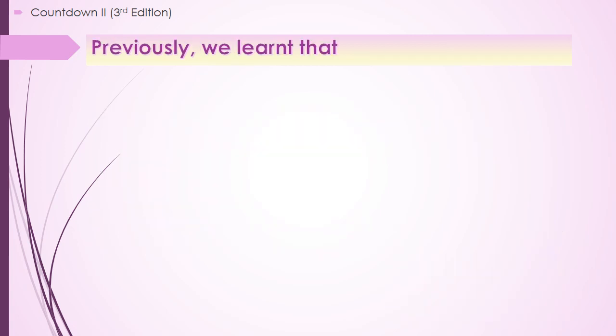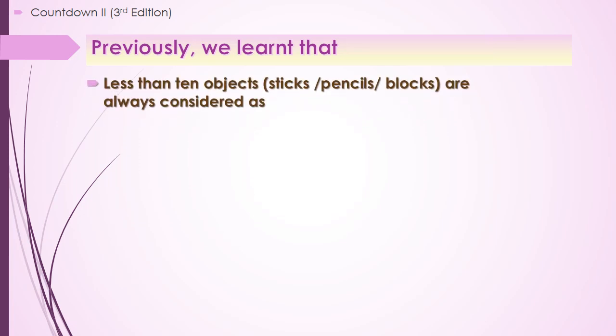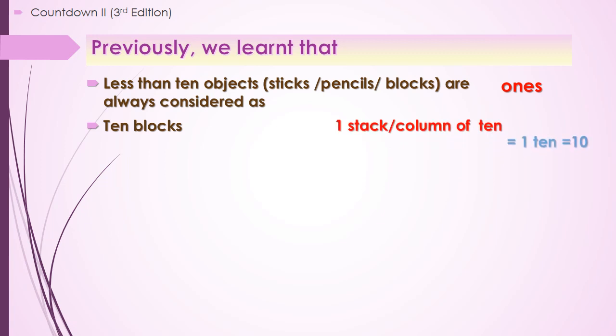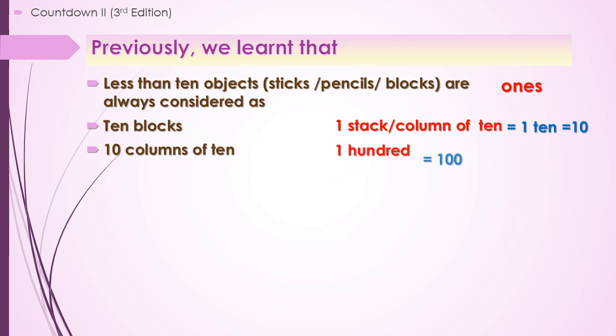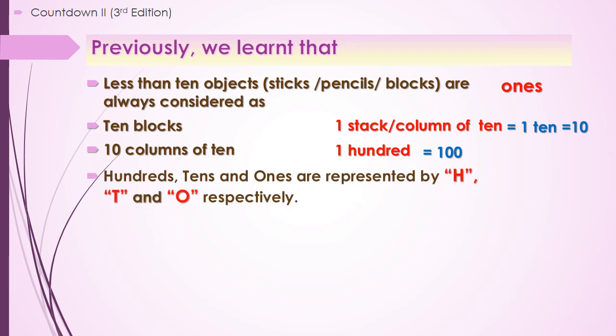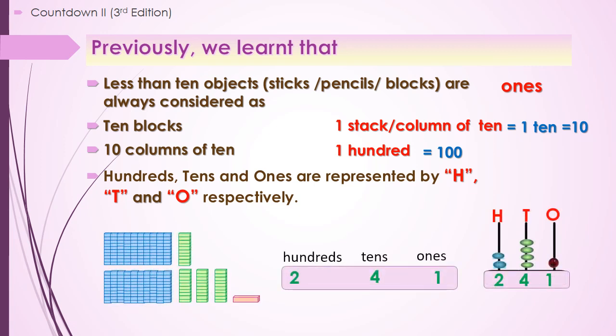But before we start, we will do a very quick revision of our last lessons. You have learned that the objects which are less than 10 are considered as ones. And 10 blocks make one column of 10, which is equal to 10. 10 columns of 10 make 100. I told you that the letters H, T and O are used to represent hundreds, tens and ones respectively. I hope you remember, you have also learned to write a number in digits according to their place value, like hundreds, tens and ones, by using blocks and then representation of that number on the abacus.